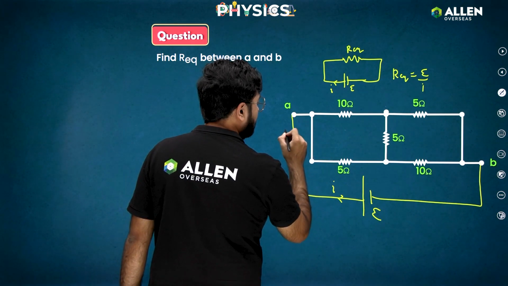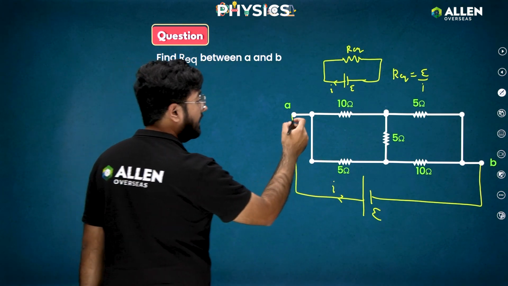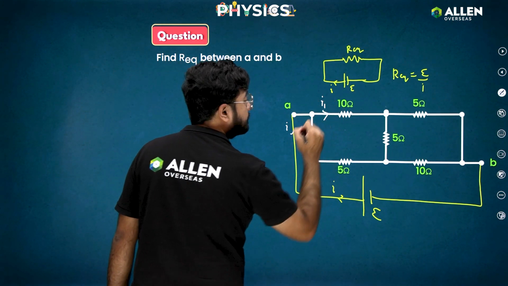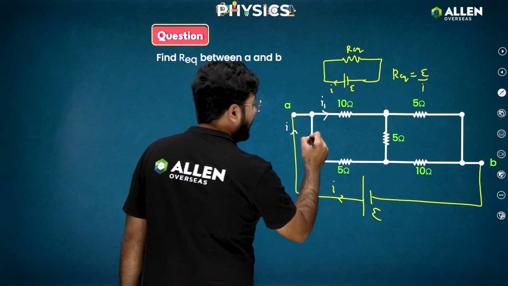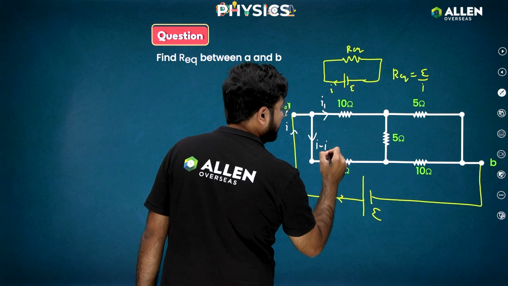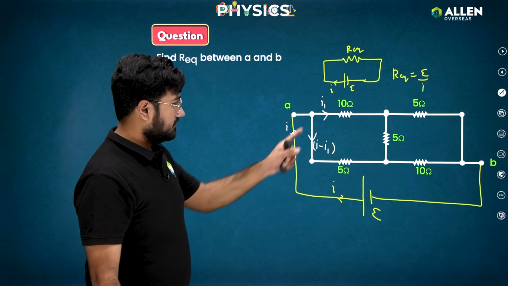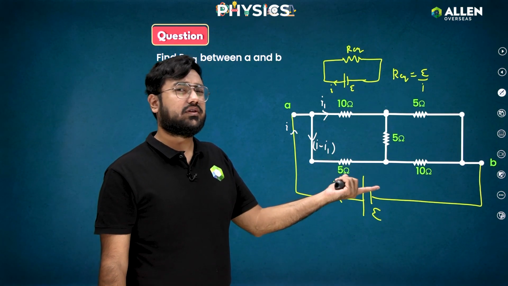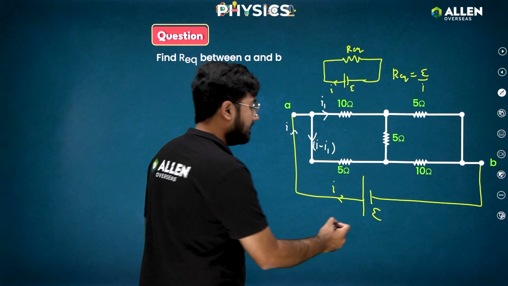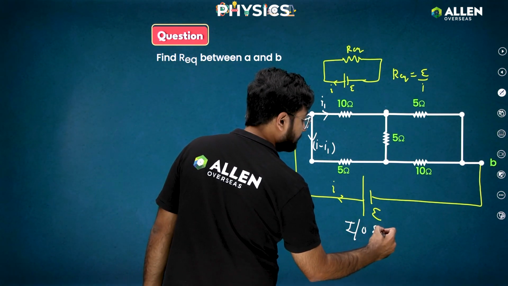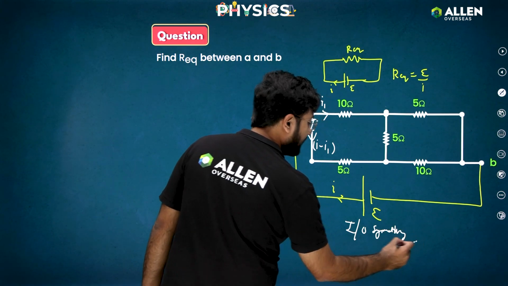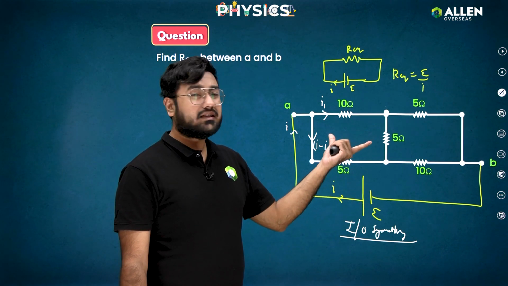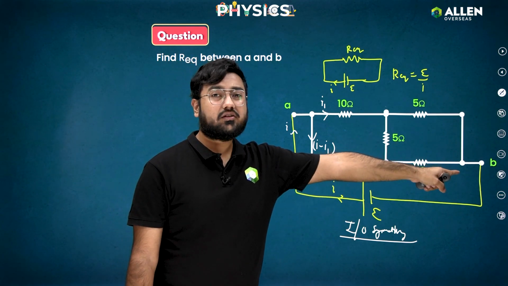Suppose the current is I, the current that goes through this 10 ohm resistor is say I1, and through this it will be I minus I1. Now you can divide the current from here. But there is one interesting thing that you can observe, that it possesses isosymmetry. What is this isosymmetry? Isosymmetry means even if you reverse the battery, the current distribution will remain the same, but it will happen in the opposite direction.